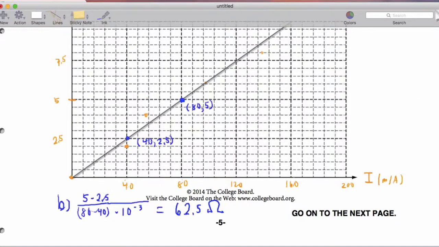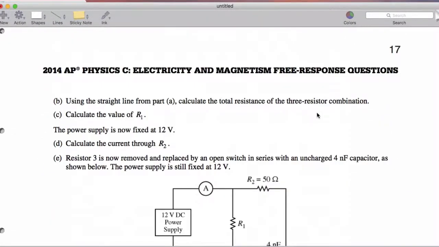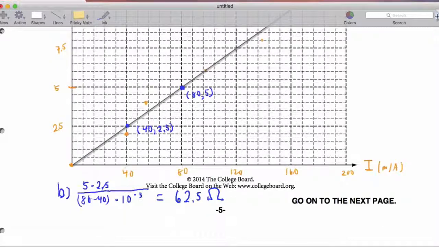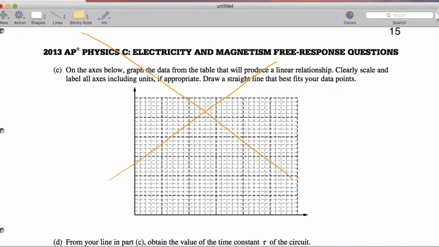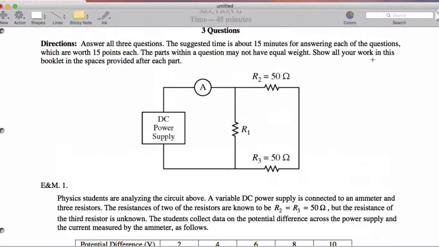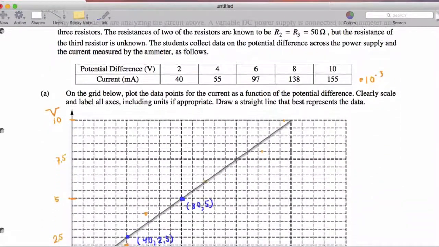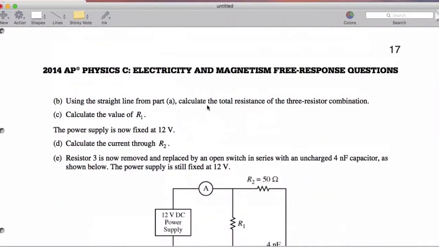All right. So that is what I get for the resistance. Now let's get the value of just R1. So we know the total resistance is 62.5. So what we can say is the following for part C. We can say that R23, they are in series.